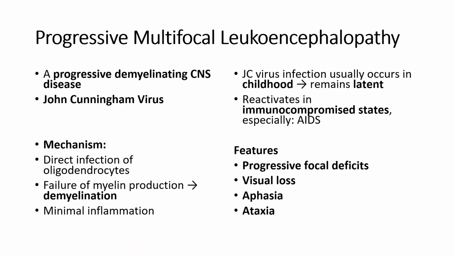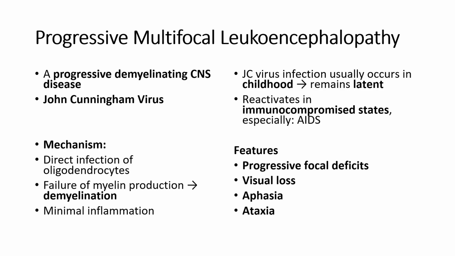Coming to the next topic, progressive multifocal leukoencephalopathy, a progressive demyelinating CNS disorder caused by John Cunningham virus. The mechanism involved is direct infection of the oligodendrocyte, thus failure of myelin production, hence demyelination. There is minimal inflammation involved. The JC virus infection usually occurs in childhood, but it remains latent for life. The reactivation occurs only in immunocompromised states, especially like AIDS.